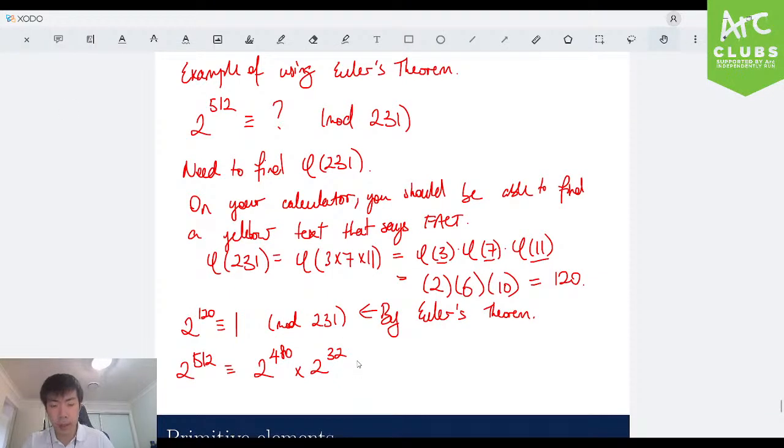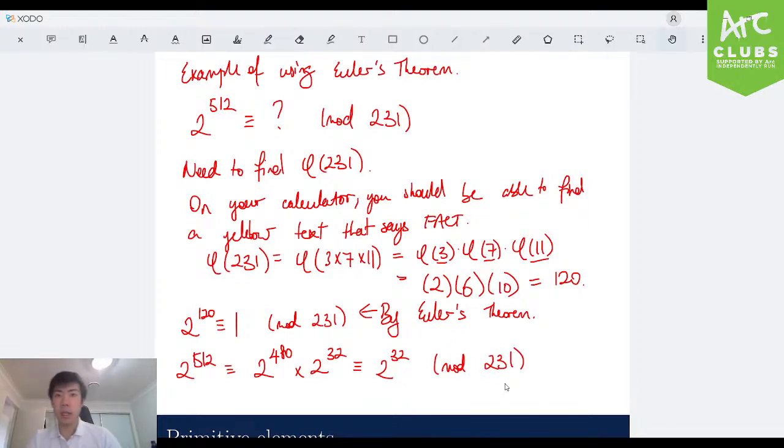That would just be the same as 2 to the power of 32 mod 231. Okay? Alright, from here, sometimes you may be lucky enough and this power is already small enough for you to just plug in a calculator and brute force it. For example, if it's 2 to the power of 10, you can just put in a calculator 2 to the power of 10 divided by 231, find the greatest integer, and then easily find out your remainder from there.